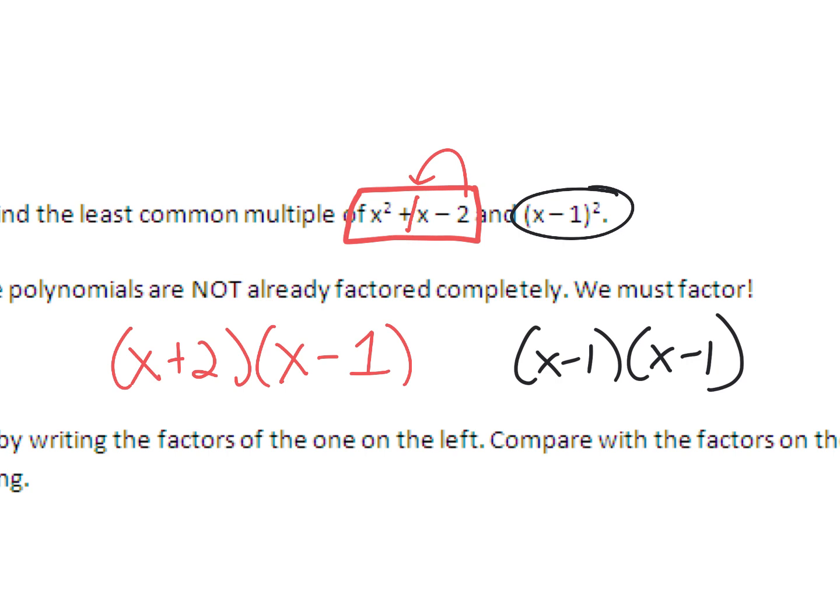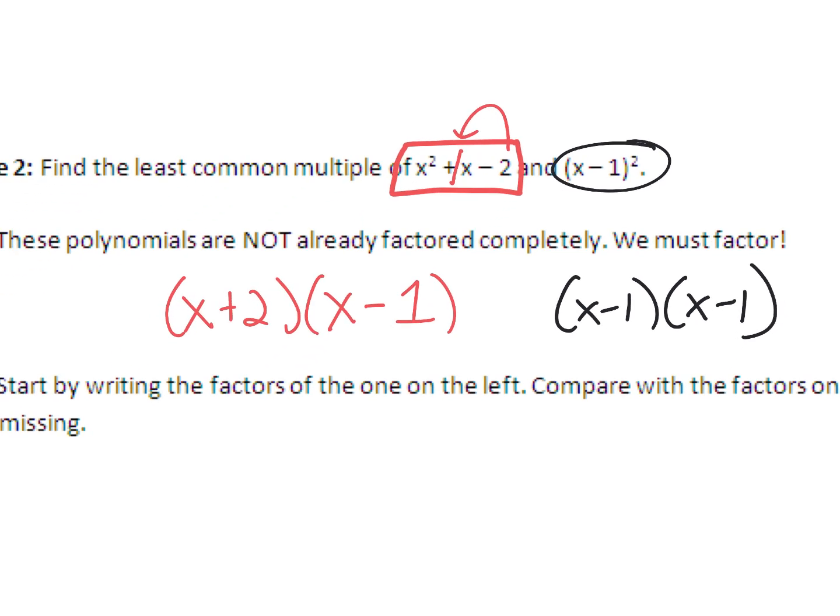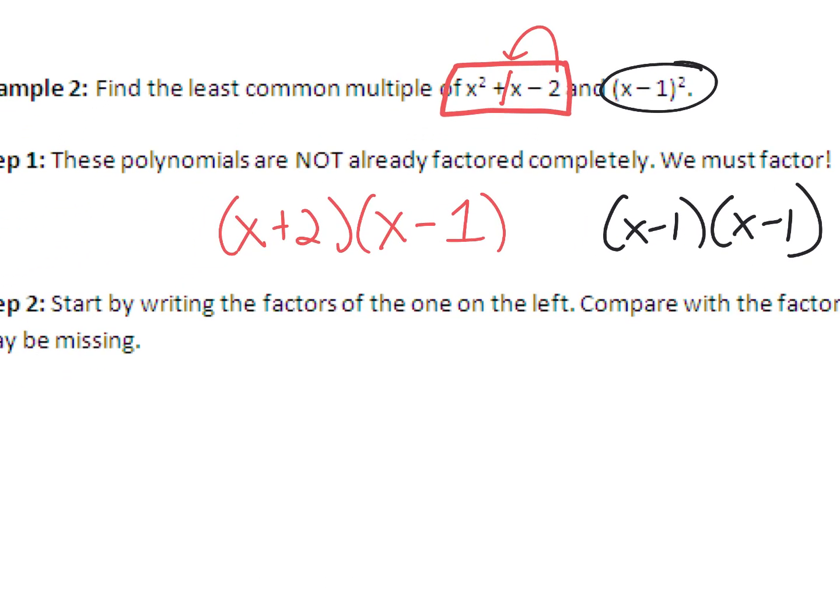Any questions on step 1? All good? All right, nice job. Looks good. All right, so the next step is I bring down what's on the left. So winner, winner, chicken dinner. X plus 2, x minus 1 gets to be in my answer.